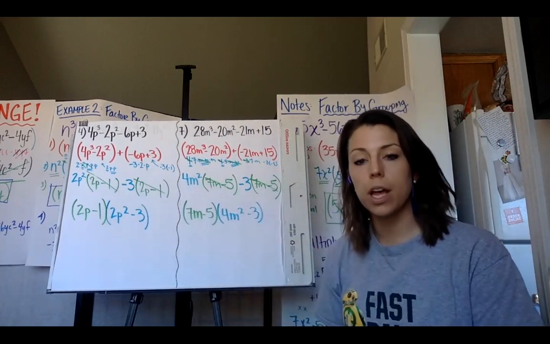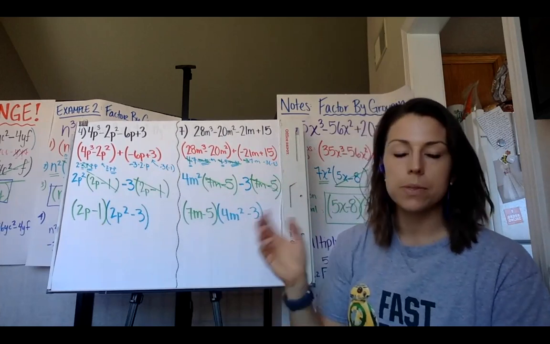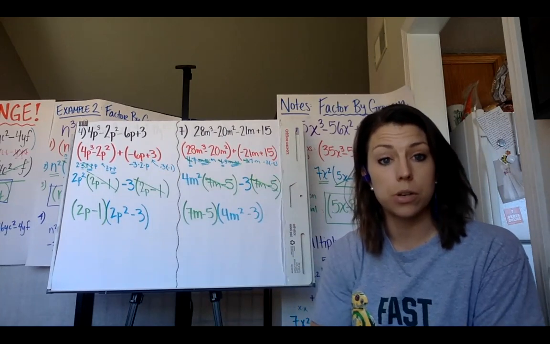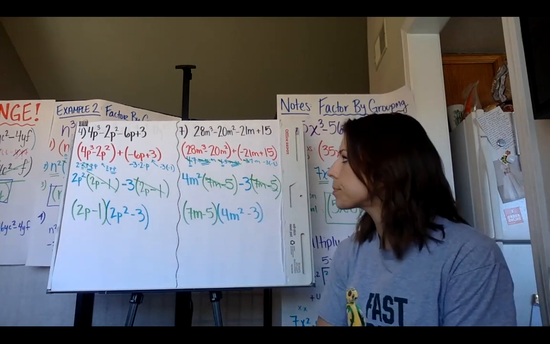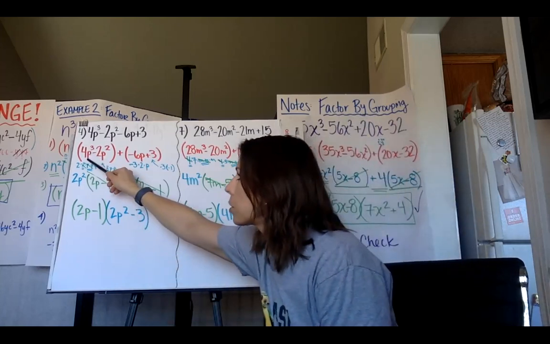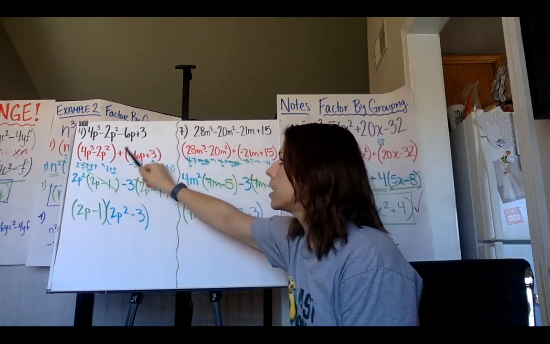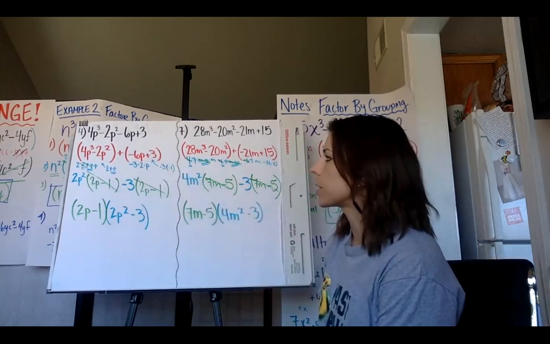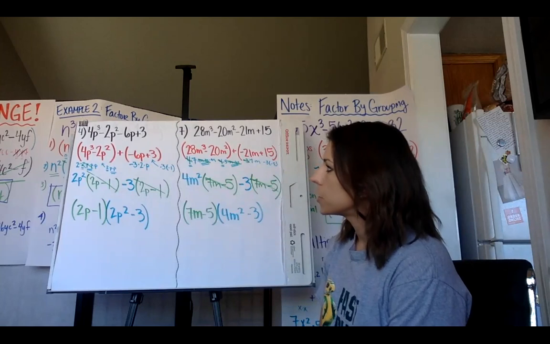So I'm going to go through each one, go over the challenge problems, do some IXL practice, and hopefully that will send you on your way to being able to get this done. So number 4, step 1, put them into 2 groups. So 4p cubed minus 2p squared. Change this to addition. Subtraction sign goes with the negative 6p plus 3. Step 2, find the GCF.